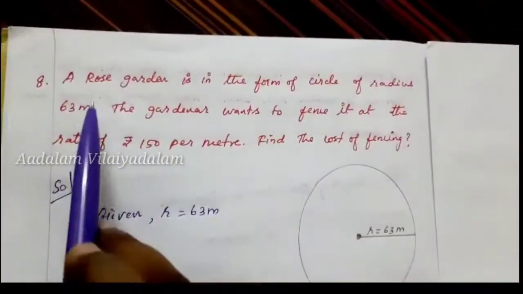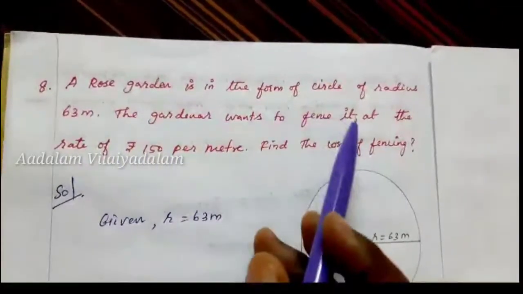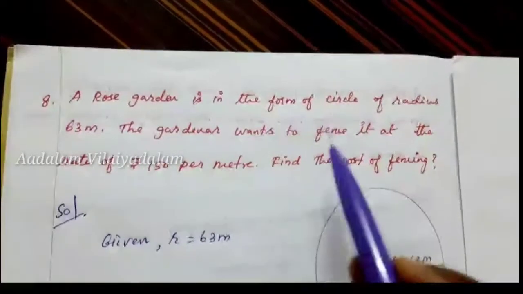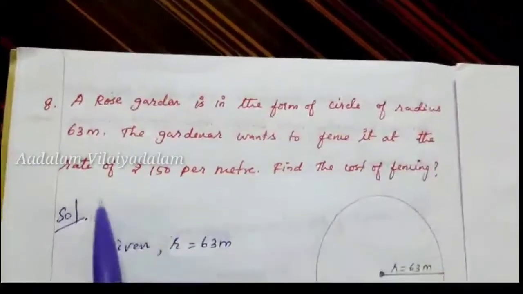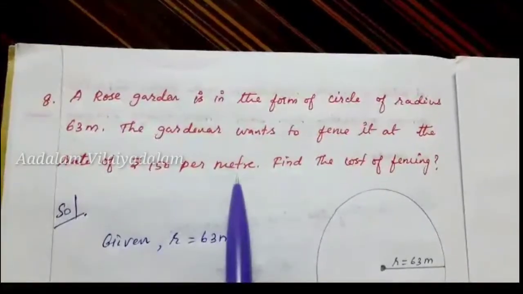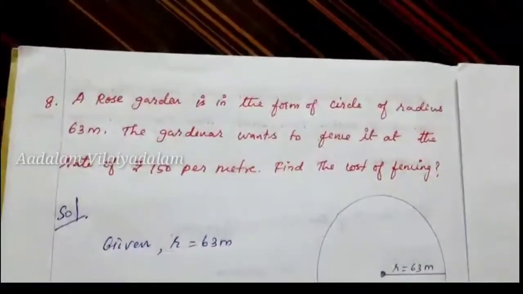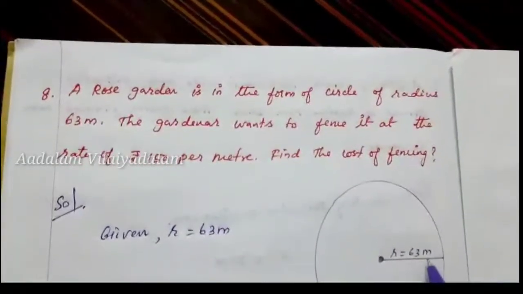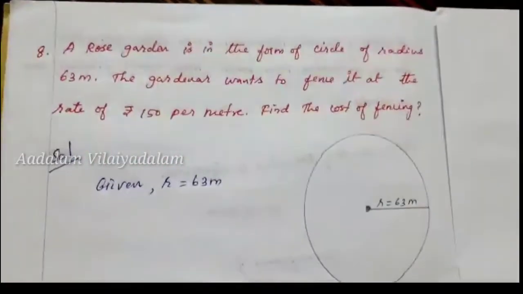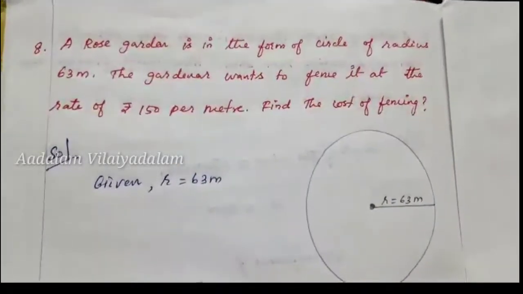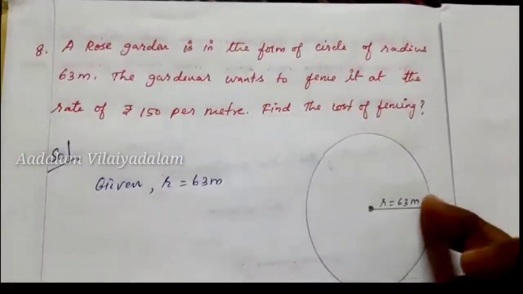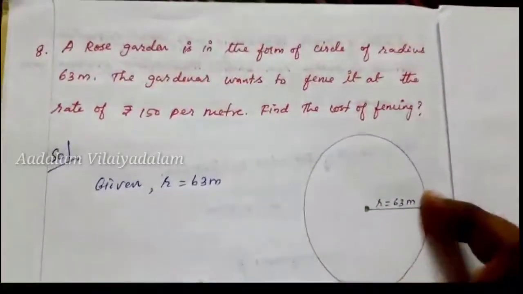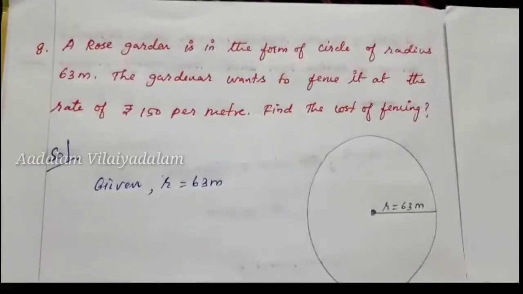8th question. A rose garden is in the form of a circle of radius 63 meter. The gardener wants to fence it at the rate of rupees 150 per meter. Find the cost of fencing. Here the rose garden is in the form of a circle. Its radius is 63 meter. Now the gardener wants to fence it. How will he fence it? He will fence around the circle, isn't it? So around the circle refers to the circumference of the circle.